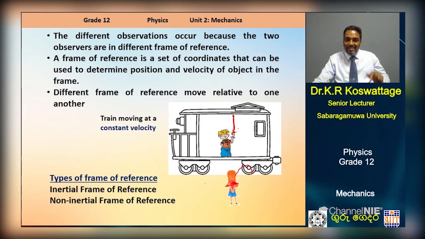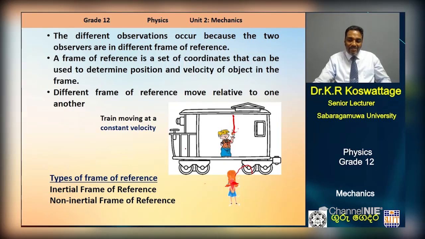So now you can understand that the different observations occur because these two observers, one in the train and the other observing from outside, are in different frames of reference. That is why different observations occur. We can then define a frame of reference as a set of coordinates that can be used to determine the position and velocity of an object in that frame. Different frames of reference move relative to each other.